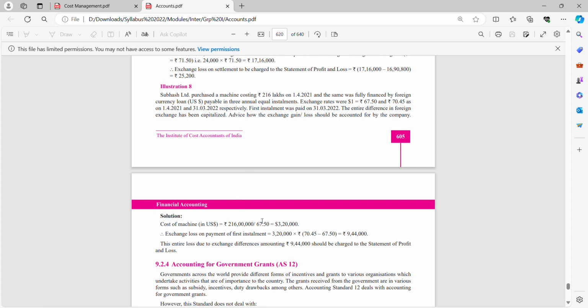So you have 216 lakhs rupees. That you need to convert into dollars. So you are converting into dollars first. And what you did is 70.45 and 67.50 are your exchange rates. You need to take different dates, 1st April 21 and 31st March 22. So you need to take the difference to calculate exchange loss or profit. So obviously you are incurring a loss. That loss you have to book.